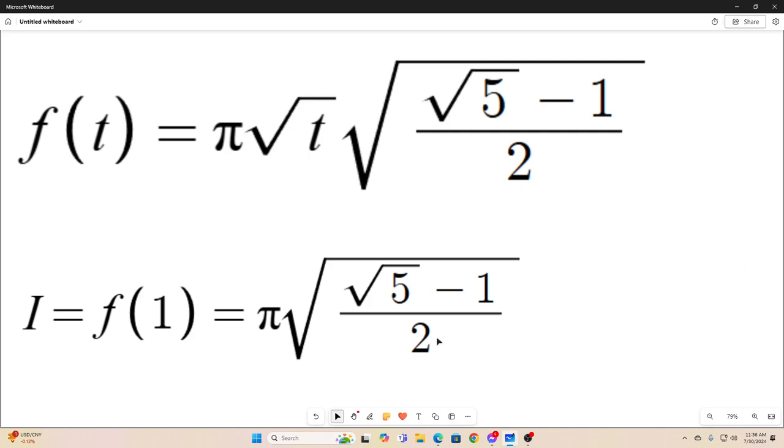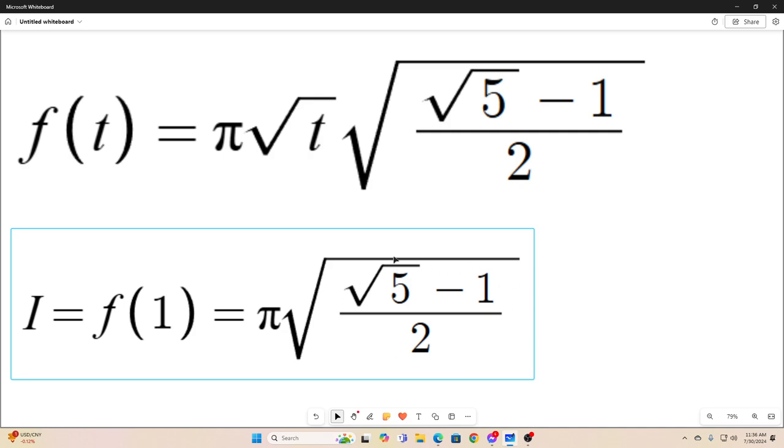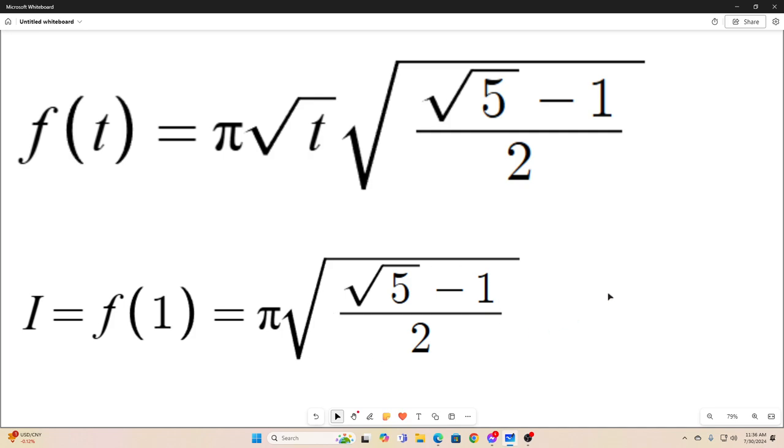And a lot of you will probably recognize this as the golden ratio, the square root of 5 minus 1 divided by 2. That is the golden ratio. So that integral is equal to pi times the square root of the golden ratio. Kind of neat.